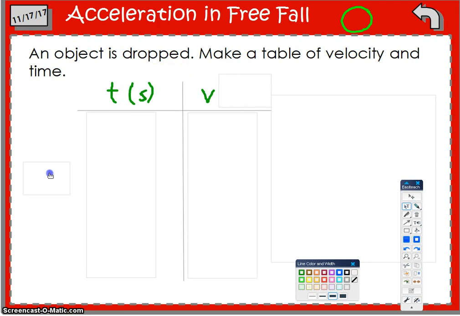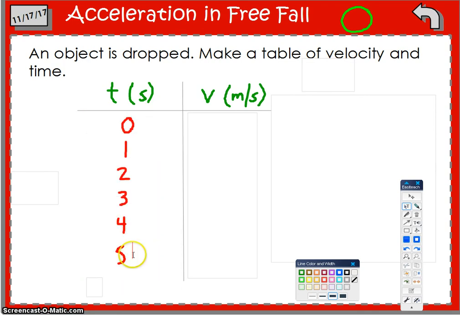Yep, the units are seconds. Think about the units here. Yep, meters per second. We always start with 0 times. 0, 1, 2, 3, 4, 5. And you gotta think, wait a second. They didn't tell me the acceleration. But you're supposed to know that the acceleration is 10 meters per second per second.